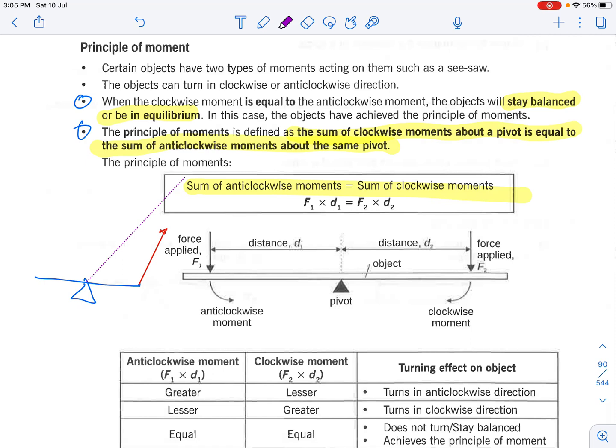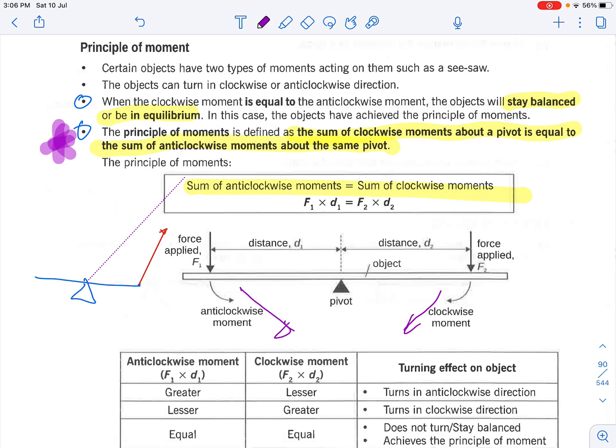equilibrium. What this means is that, due to the principle of moment, the sum of clockwise moment about a pivot has to be equal to the sum of anti-clockwise moment about the same pivot. That means the total moment in the clockwise manner must cancel out the other one for an object to stay balanced. In this case, you can follow this formula where moment 1, F1 times D1, equals moment 2, which is F2 times D2.